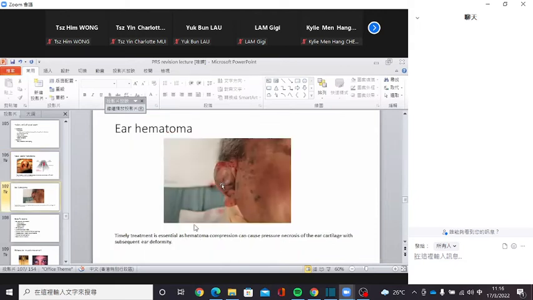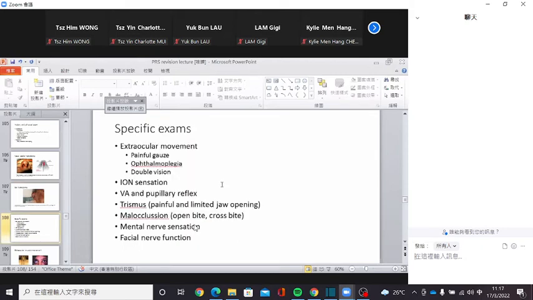So ear hematoma. Also a hematoma developed under the perichondrium over the ear cartilage. And also urgent decompression is needed, coupled with some pressure dressing being tied on the ear to prevent its recurrence. Because if it is left untreated, it will also cause an ear deformity, what we call a cauliflower ear deformity.